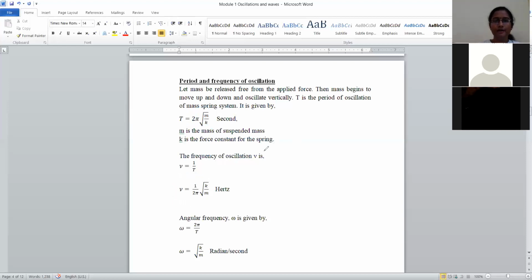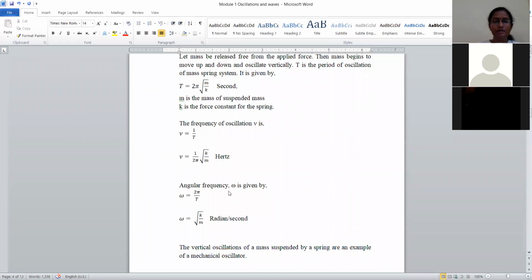And what is angular frequency equal to? Angular frequency omega equals 2 pi by T. So we know T equals 2 pi into root of m by k. So substituting in the place of T, we get omega equals root of k by m. This is the equation for angular frequency.